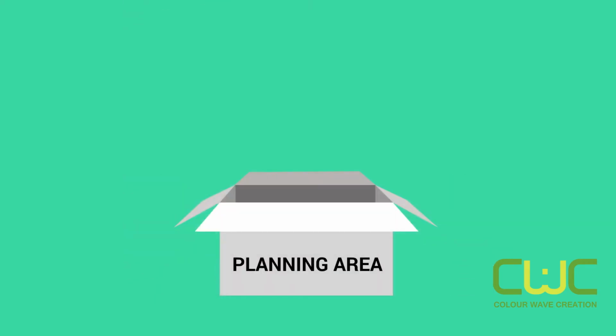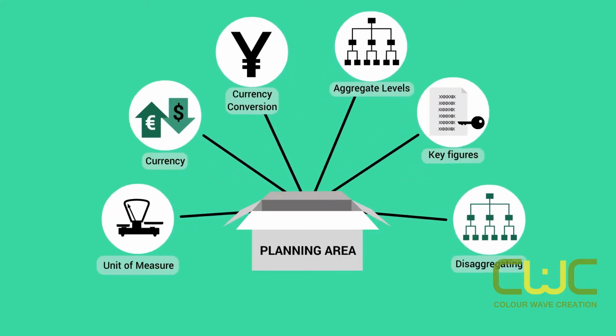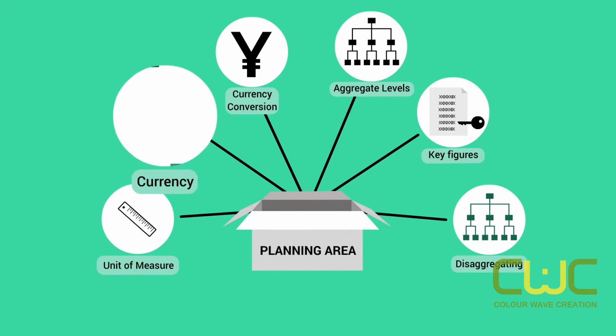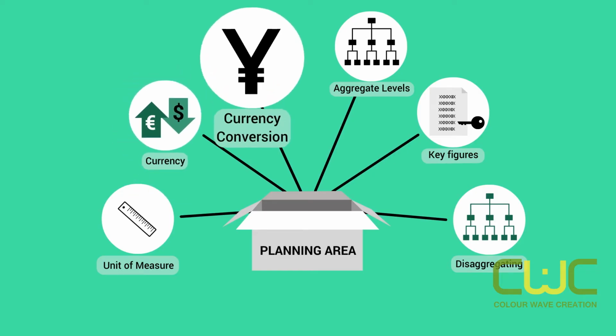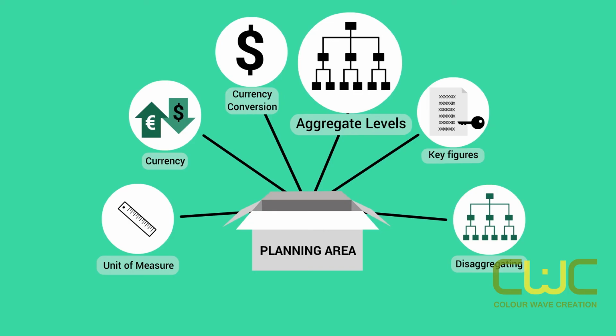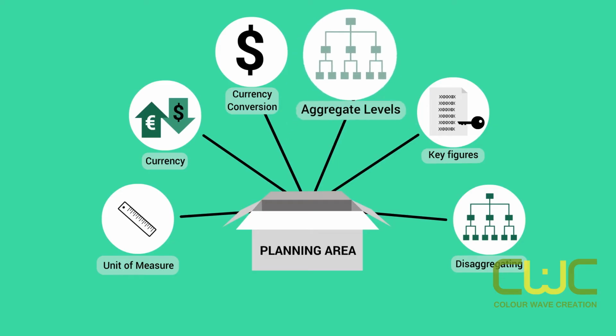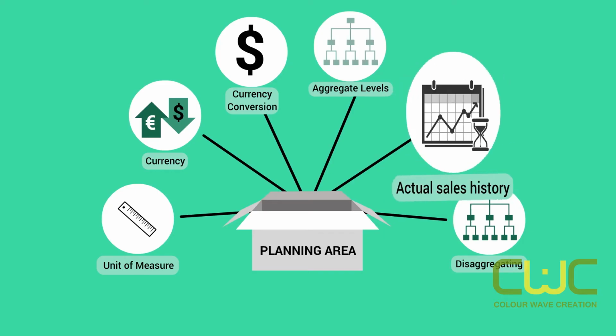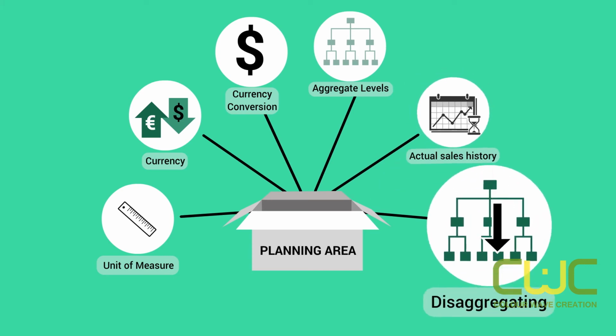For data input in the planning area, there are a number of parameters. They are: unit of measure in which data are planned, for example, in terms of weight or length; currency, such as US dollar, euro, in which data is planned; currency conversion type, such as converting yen to US dollar for viewing planning data in other currencies; aggregate levels on which data can be stored in addition to the lowest level of detail in order to enhance performance; key figures that are used in this planning area, such as planned demand and actual sales history; and finally, the setting for disaggregating, aggregating, and saving key figures.